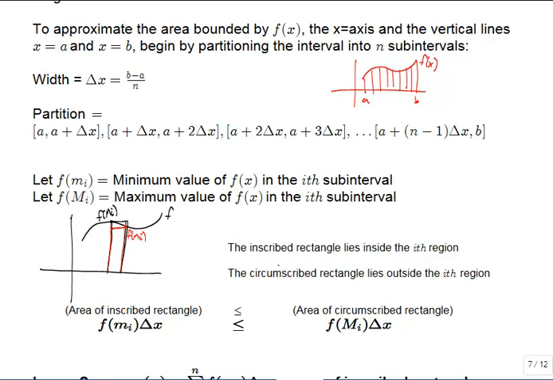So we call that little red one the inscribed rectangle, and it lies inside of the true area. We call the black one the circumscribed rectangle, and it lies outside of the true area. So you can kind of see from the picture that the area of the inside or inscribed rectangle, f of m sub i times delta x, has to be less than or equal to the area of the circumscribed rectangle, the black one. So this is really saying the red area is less than or equal to the black one. That should hopefully make sense from the picture.